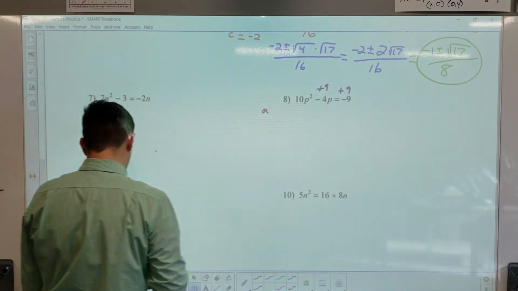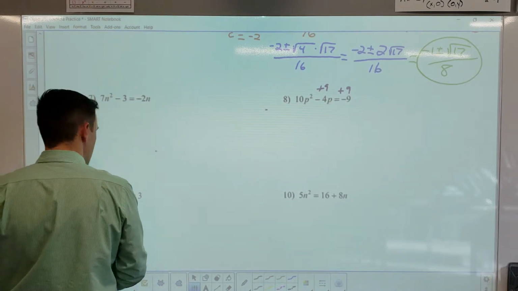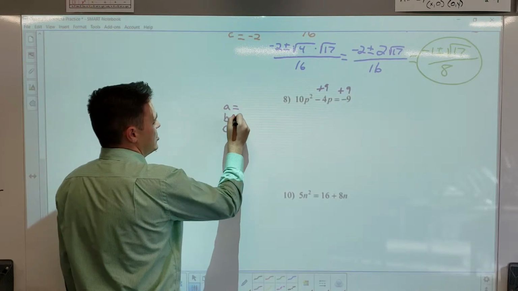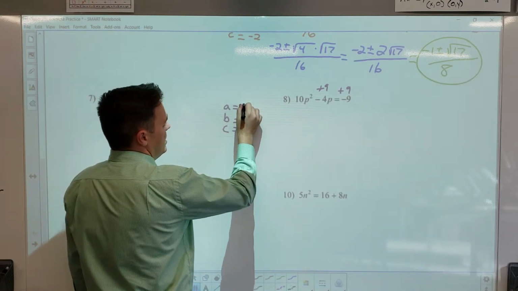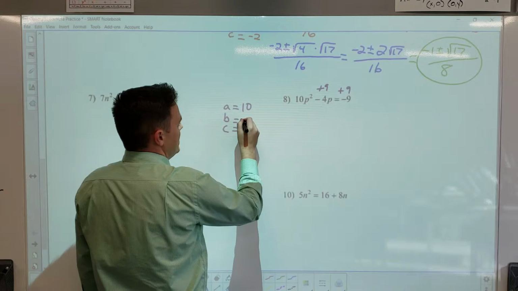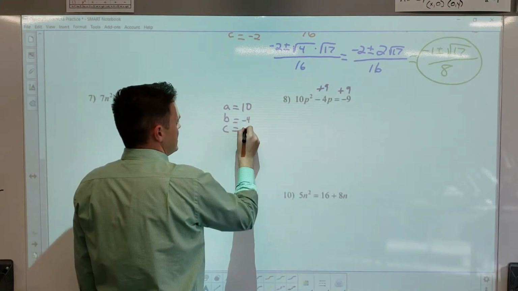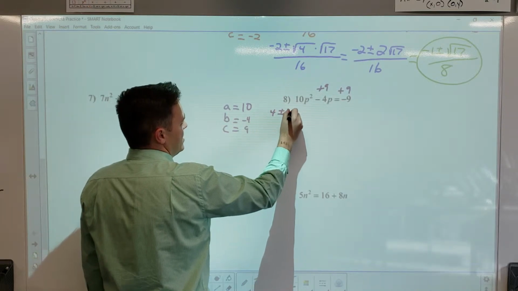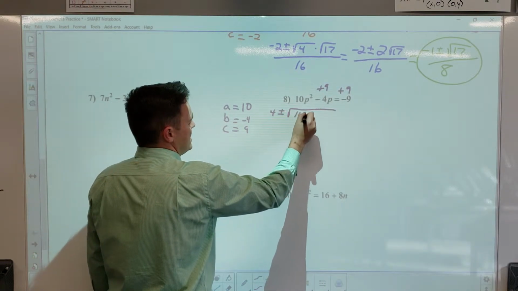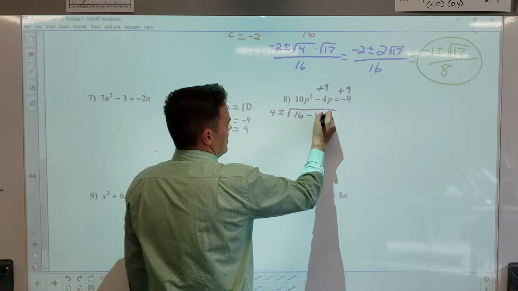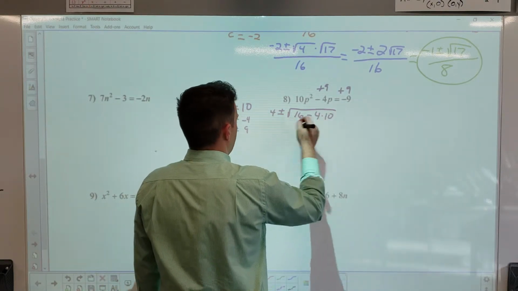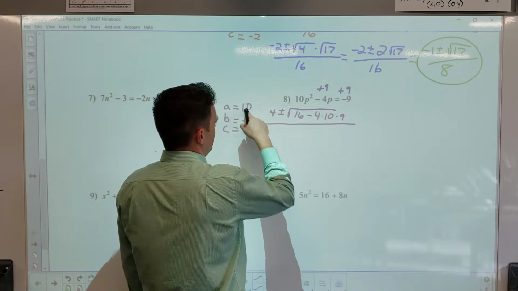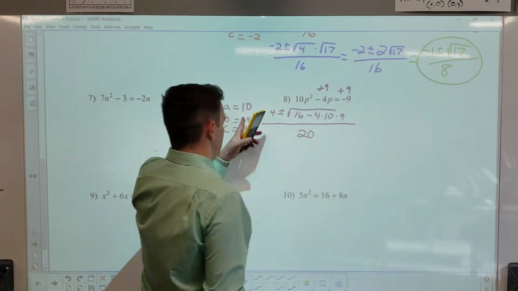Let me go farther to the left here. All right, so A, B, C. It's always good to start off with your keys so you know what you're doing. A is 10. B is -4. C is 9. So it would be 4 plus or minus the square root of 16 minus 4 times A times C all over 20. Okay, because 2 times 10.